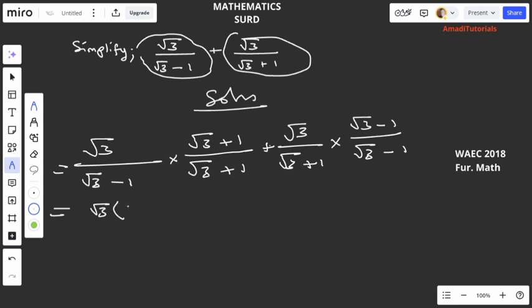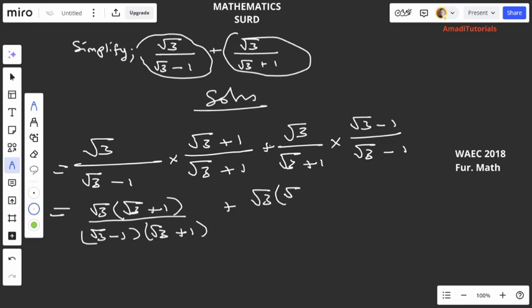If we multiply the numerators, that will be root 3, open bracket, root 3 plus 1, close bracket, over, let me first write it out, root 3 minus 1, open another bracket, root 3 plus 1, close, plus root 3, open, root 3 minus 1, close, divided by, open bracket, root 3 plus 1, open another bracket for this denominator, root 3 minus 1.